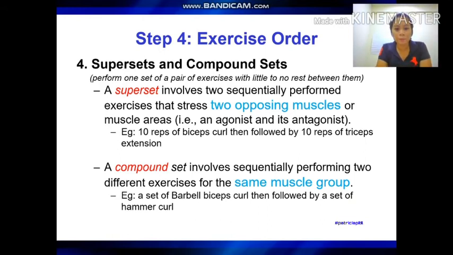Okay, an example of compound set is barbell bicep curl and hammer curl. Kalau hammer curl, barbell we perform is macam ni kan. If it is hammer curl, you're doing like this. Okay, they are recruiting the same muscle group, however a slightly different region of that muscle. Okay, they have their own benefit and reason why it is done like that.